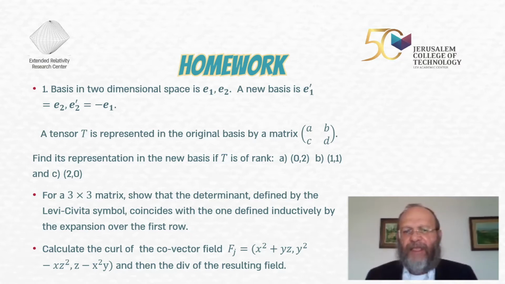You have a 3x3 matrix, so that the determinant defined by the Levi-Civita symbol coincides with the one defined inductively by the expansion of the first row. It's a very good example to get the feeling of the Levi-Civita, reducing it, etc. It exactly gives you all the formulas in the right way.